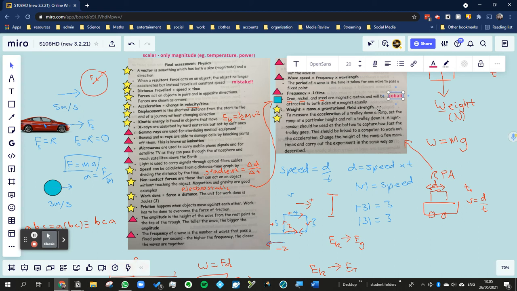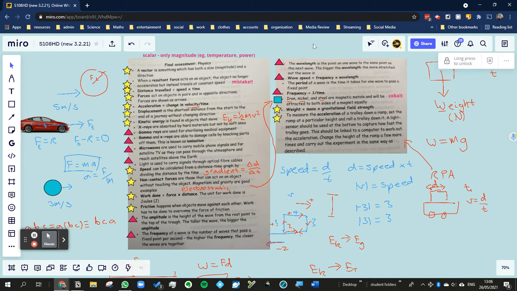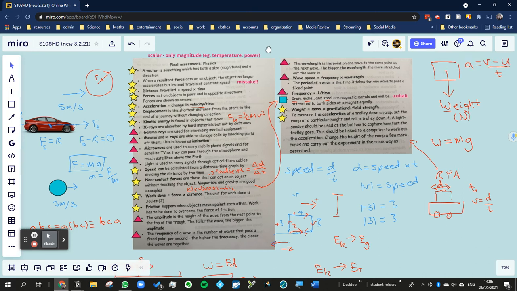magnetic metals. Iron, nickel, and cobalt are elements. Steel is not an element. Steel is an alloy, or a solid mixture of metals, the main one being iron. So actually the magnetic elements are iron, nickel, and cobalt, but steel is also magnetic.